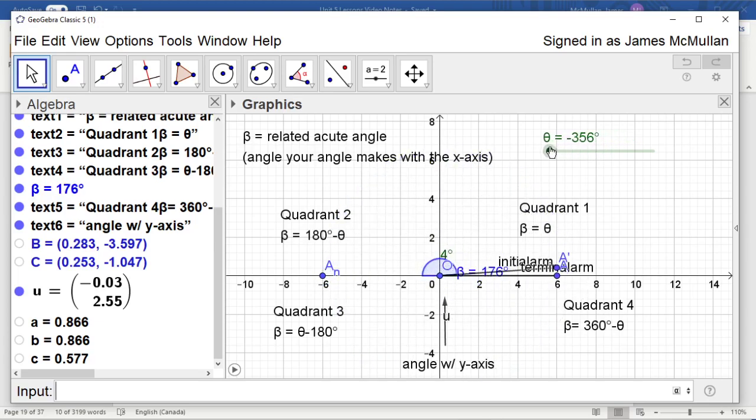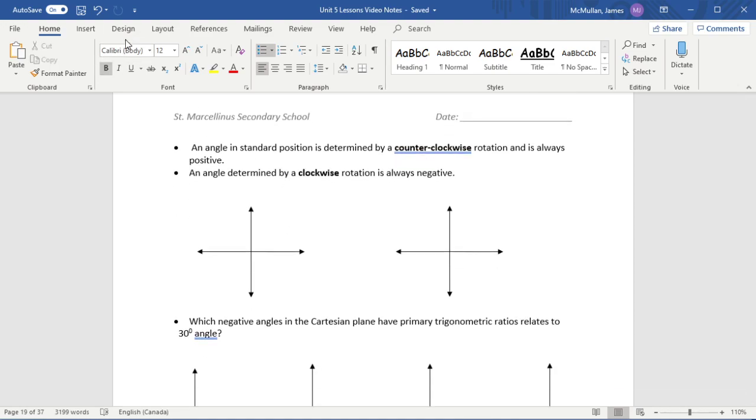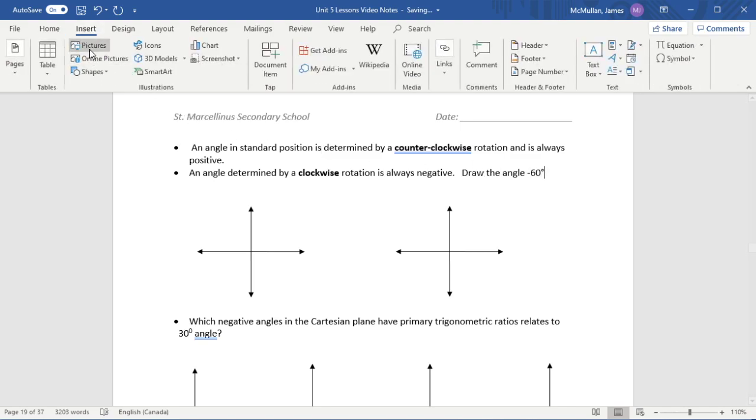So you see I'm turning the way a clock is turning now? So if I rotate in a negative direction, it goes clockwise, that's all. Okay, so an angle determined by a clockwise rotation is negative. So if I asked you to draw, for example, the angle negative 60 degrees, the angle negative 60 degrees would look like this.